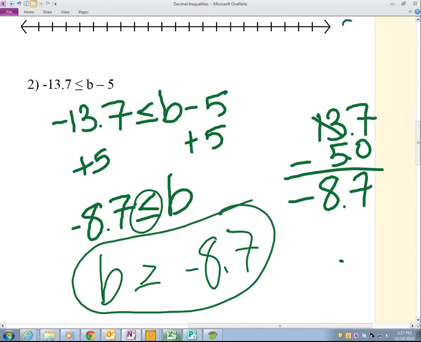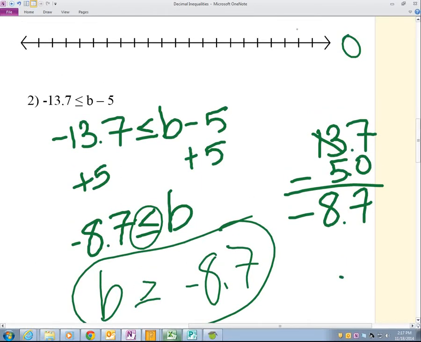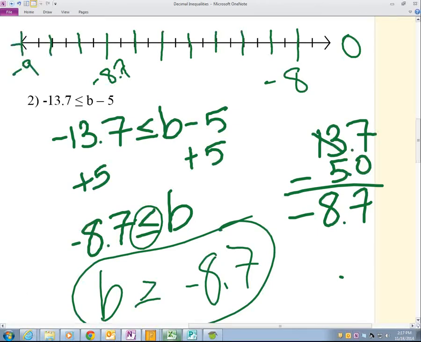It's a negative, so I'm going to put a phantom 0 over here. I'm going to have this be negative 8, negative 8.1, 8.2, 8.3, 8.4, 8.5, 8.6, 8.7, negative 8.8, 8.9, negative 9. B is greater than or equal to negative 8.7.